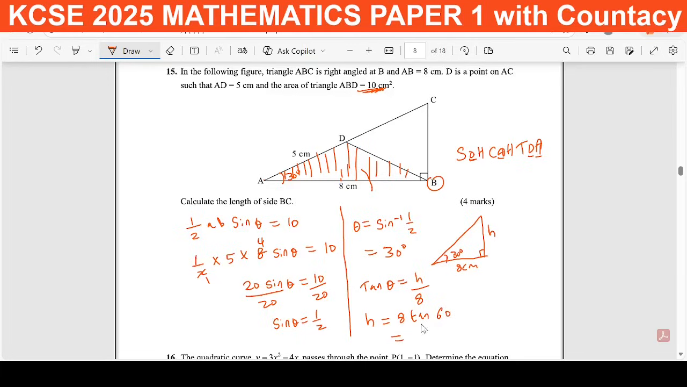8 times tan 60, we can go ahead and feed that to our calculator directly, and that is going to give us 4.619 centimeters. So if you leave it at that, it's very okay, and that is how you are really supposed to solve that.